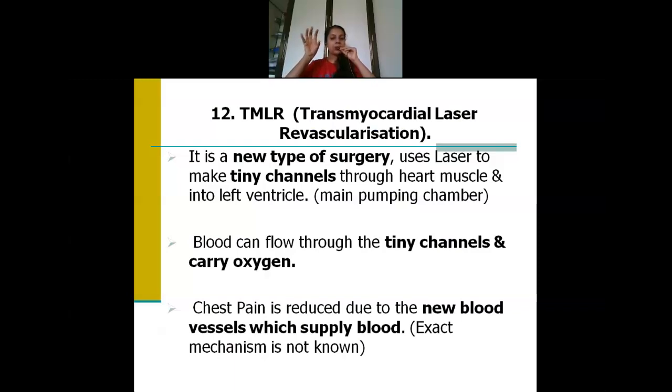Now it is said that when we create these tiny channels, they will carry the oxygen or the blood flow to the part which is obstructed. That is why you are creating the tiny channels. Remember that the tiny channels which are created will be carrying the oxygen to the entire myocardium. The exact mechanism is not known, but remember that you are creating some new blood vessels, that is, tiny channels on the heart, to improve the blood flow or oxygenation.